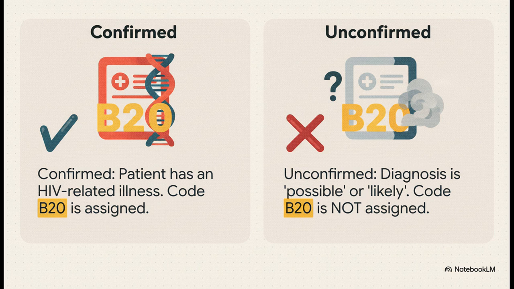The special code for HIV disease, B20, is only used when a doctor has definitively said, yes, this patient has an illness because of HIV. If a diagnosis is just suspected or possible or likely, you absolutely under no circumstances use that B20 code. And that's a critical safeguard to protect a patient from having a wrong diagnosis follow them around forever.